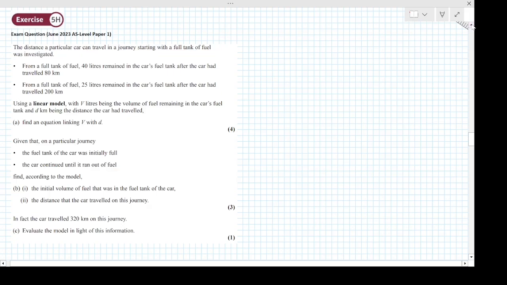Okay, typical, a lot of words there, but let's just highlight the main stuff. So, this is in bold, okay, linear model. Again, that's going to mean it's going to be in the form mx plus c, that's a linear equation, right? Okay, but then what are our variables? Well, it's not y and x, we have V litres and D kilometres. V for volume of fuel, there we are, V for volume and D for the distance. Okay, so those are variables.